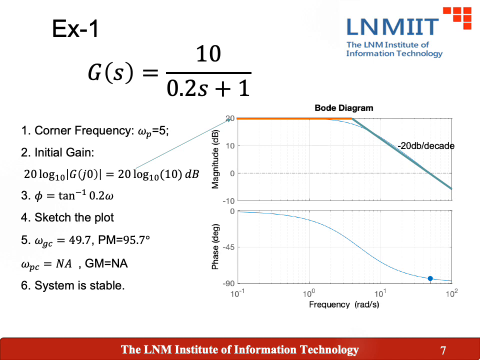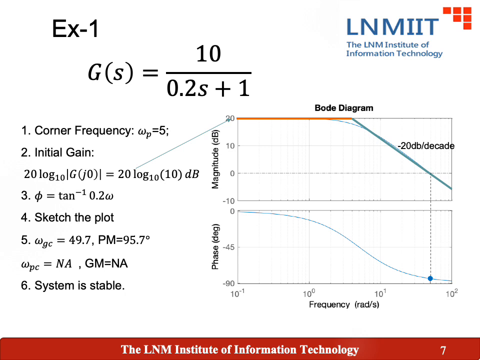Similarly, you will be able to find out the phase plot by using this expression given in the third point. Phi equals tan inverse 0.2 omega. Substituting the different values of omega, you can find out this phase plot.